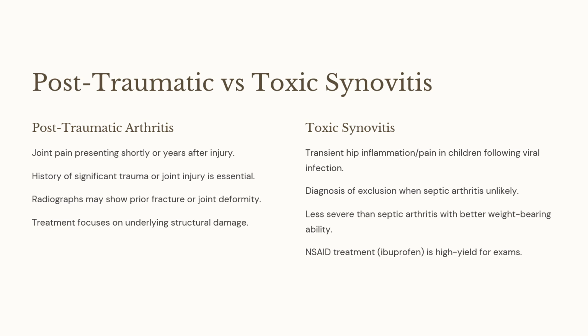In toxic synovitis, there is transient hip inflammation, and this happens mostly in children with pain. But what is toxic? It is following a viral infection. It is a diagnosis of exclusion when septic arthritis is unlikely. What happens in septic arthritis? There will be no predisposing factor. But in toxic synovitis, it is predisposed by a viral infection. Septic arthritis is very severe, but toxic synovitis is less severe with better weight bearing ability. For toxic synovitis, the treatment is NSAIDs only, ibuprofen.